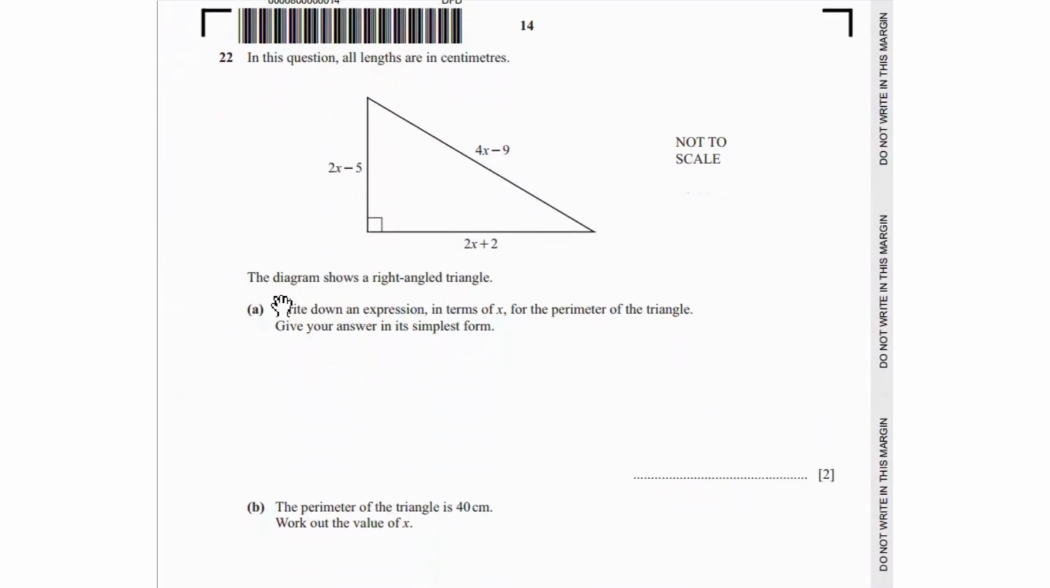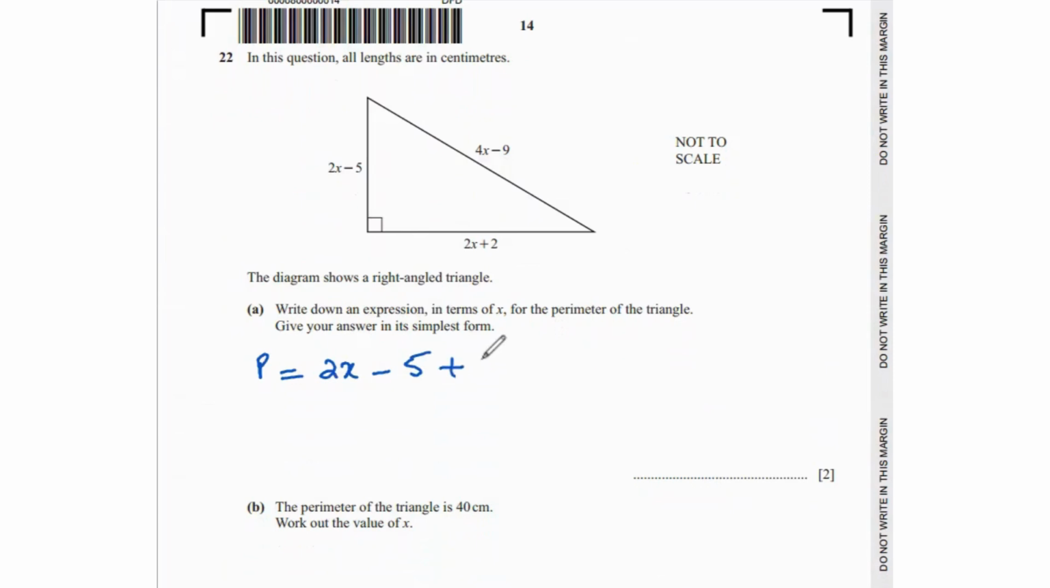Then it says in this question, all lengths are in centimeters. The diagram shows a right angle triangle. Write down an expression in terms of x for the perimeter of the triangle. Give your answer in its simplest form. So the perimeter of the triangle, you will add up all the lengths because perimeter is the boundary of the shape. So we always add the lengths.